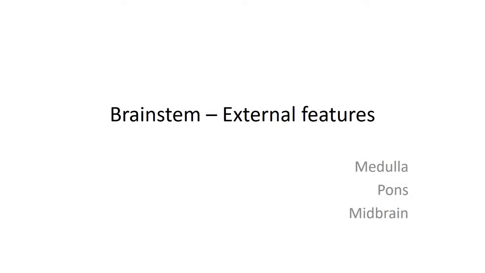Hi guys, welcome back. In this video, we will be discussing the external features of brainstem. Brainstem includes the medulla, pons, and midbrain. As such, the anatomy of the brainstem should include both the external features and internal features.